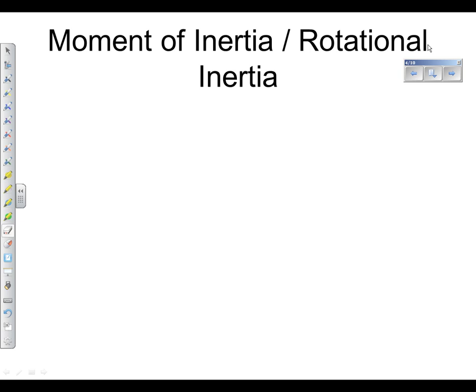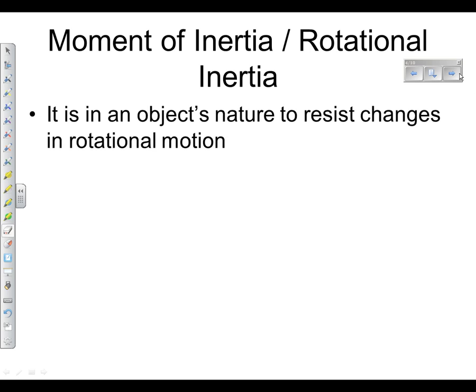So the next topic that comes out of this is called the moment of inertia. It sounds so fancy, like physicsy. The moment of inertia is also referred to as rotational inertia. What we find out is that just like mass, it is in an object's nature to resist changes in rotational motion.